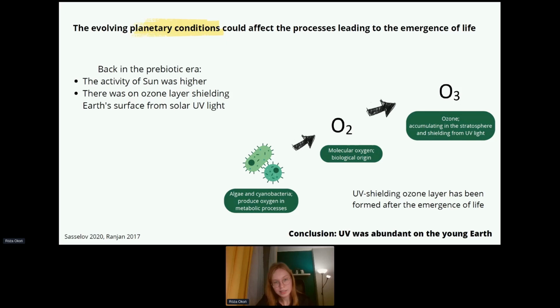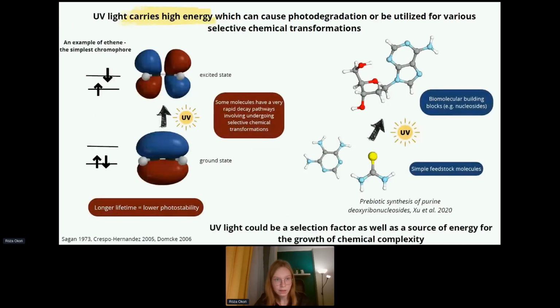So from these facts, we can conclude that the UV shielding ozone layer was formed after the emergence of life. And taking this fact together with the fact about sun activity, which was higher back then, we can come to the conclusion that UV was far more abundant on the young Earth than it is now. And one of the factors which distinguish ultraviolet radiation from different components of solar radiation is its high energy, which is higher than, for example, the energy of visible light.